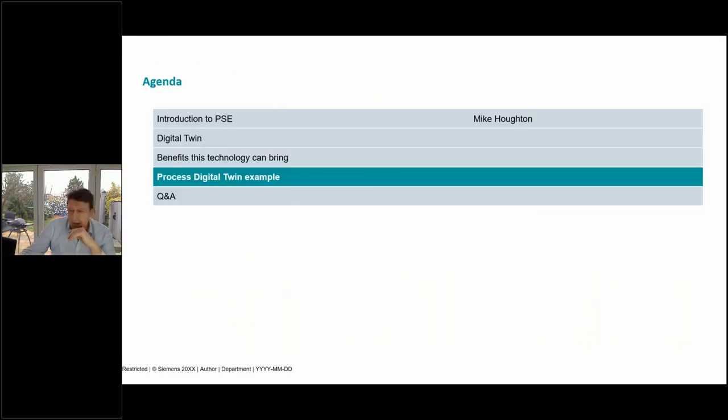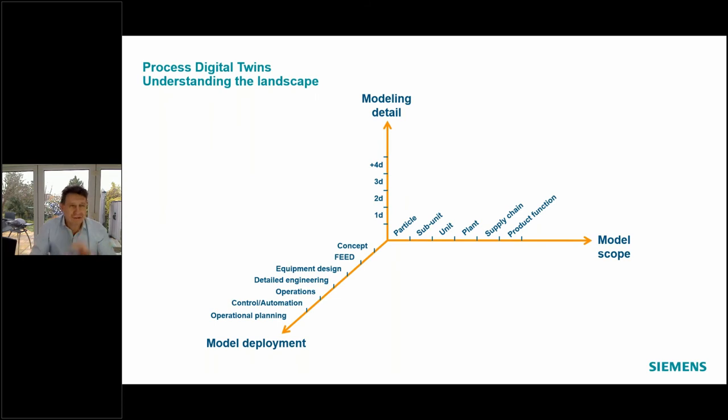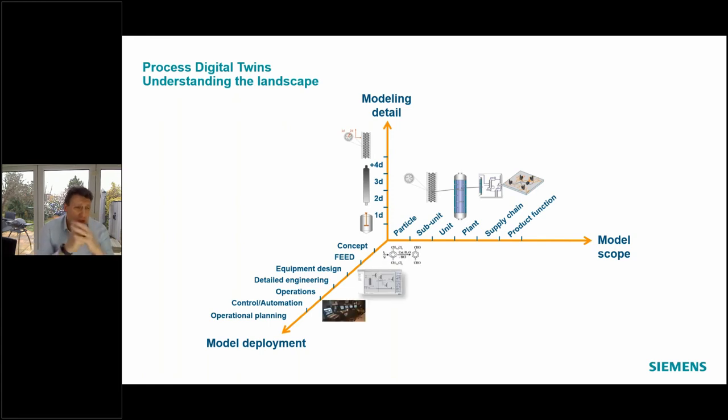Okay, so now I'm going to talk quickly about an example in the process sector, and I hope this makes sense to you. I'm going to first start with understanding process digital twins. So on the axis here, we've got the model scope. Are we going to look at the particle, the unit, the subunit, the plant, or the supply chain? What sort of fidelity of model are we going to go for? And finally, where do we want to use that model?